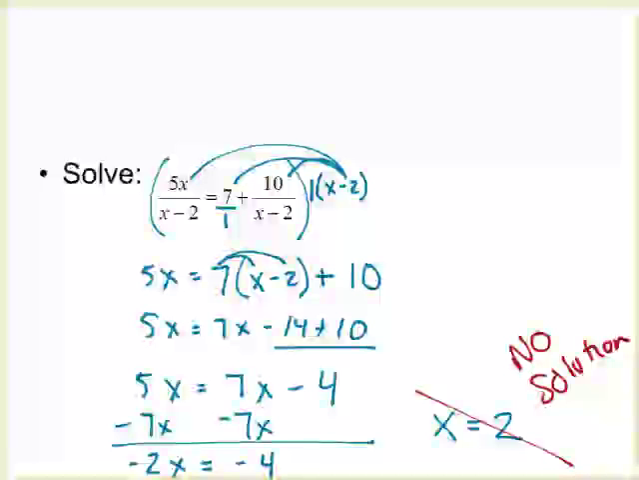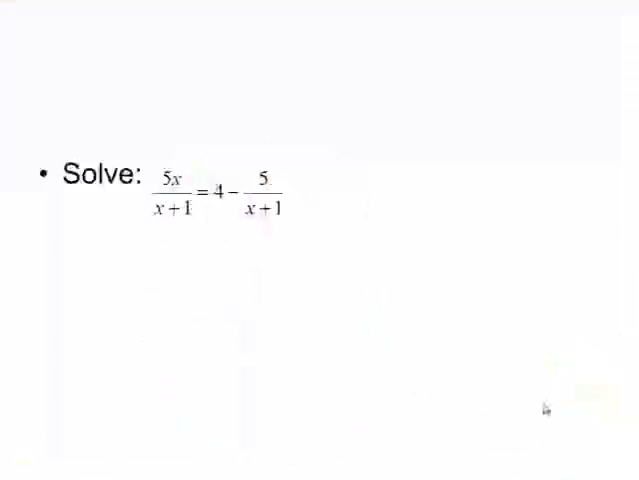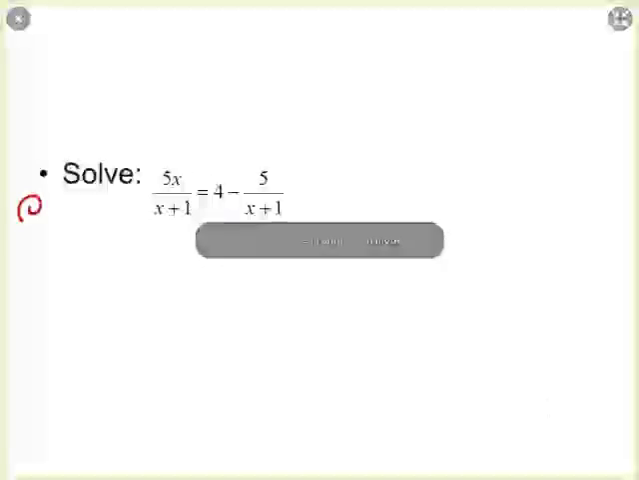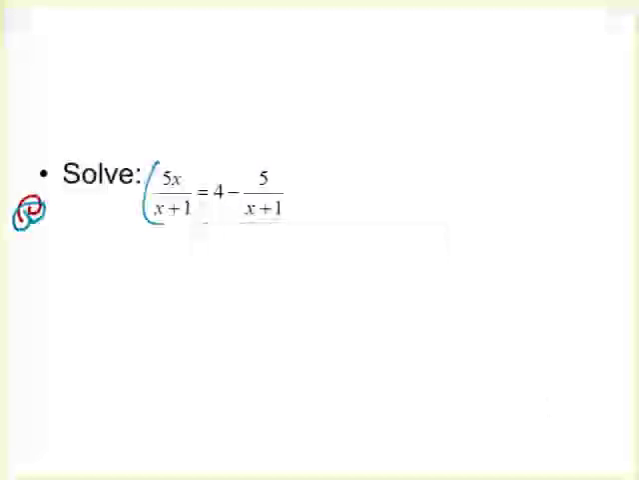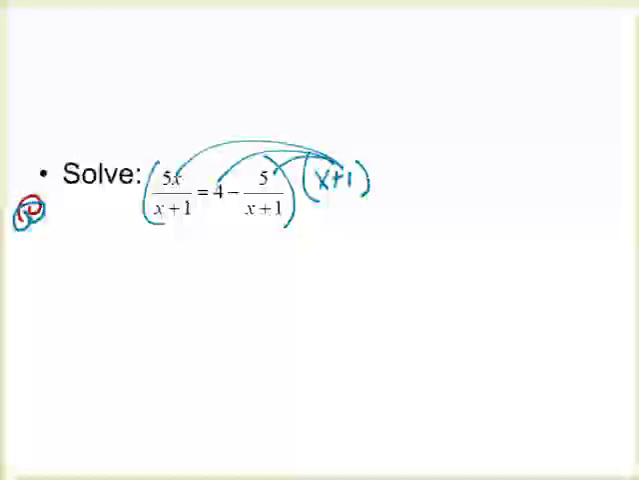Questions? Go ahead and try the next one. What's our least common denominator? X plus 1. So as we distribute that through to the first fraction, the denominator cancels, leaving just the numerator of 5x. We need to multiply the 4 as well. Distributing it through will give 4x plus 4. Multiplying that last fraction, the denominator will cancel, leaving just the numerator of minus 5.